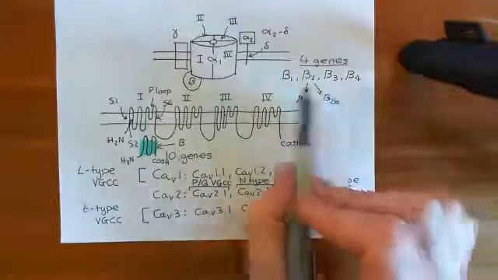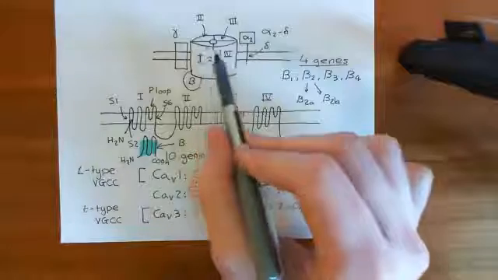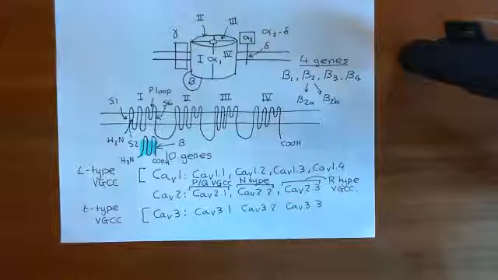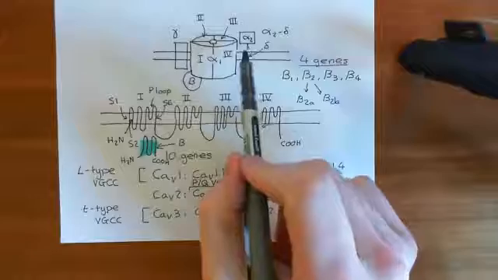the beta subunit can alter the properties of the alpha 1 subunit. It can alter the conductance, it can alter what sort of voltages it will activate at, things like that. Okay, let's next turn our attention to the alpha 2 delta subunit.